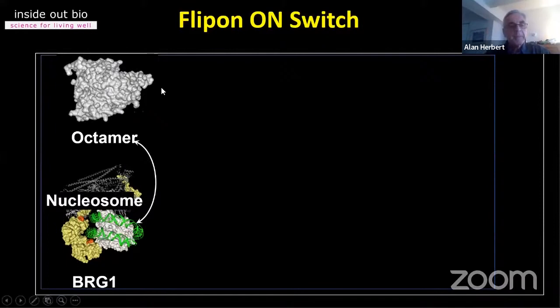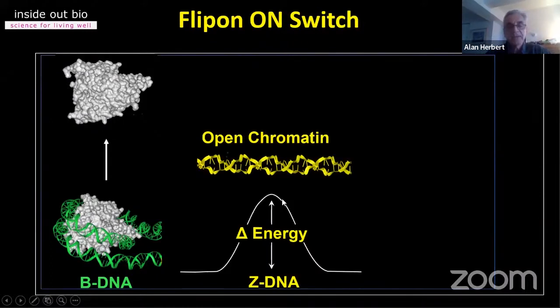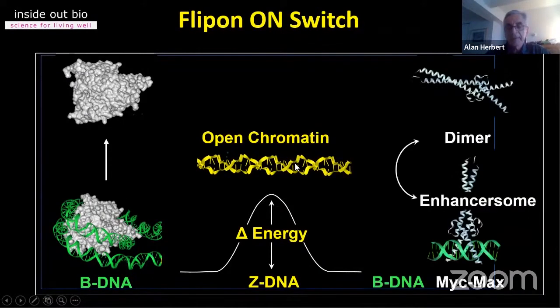So this can be used, for example, to eject the nucleosome, and this generates energy to generate open chromatin. Then the energy that's stored here can be used to assemble the different transcription factors that are necessary to guide readout of that particular chromatin region. And so here, Z-DNA is just acting as an energy store.